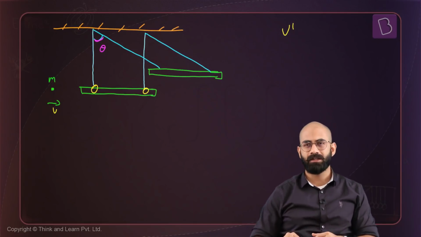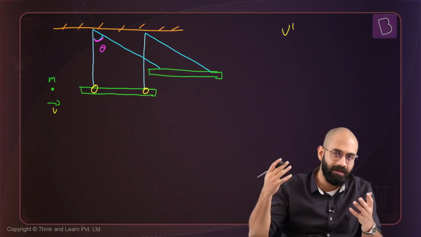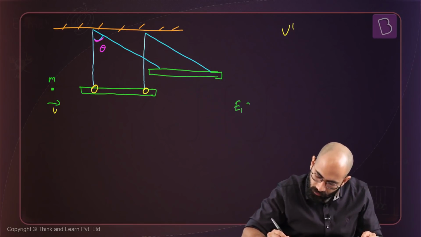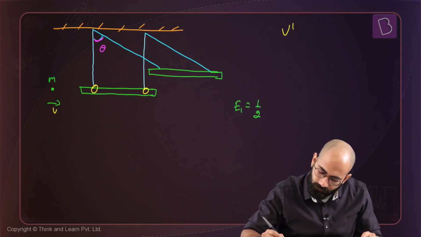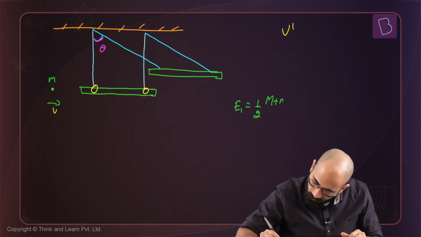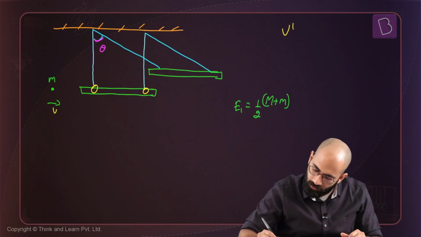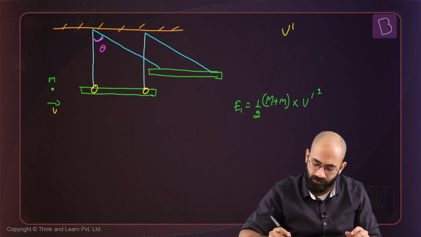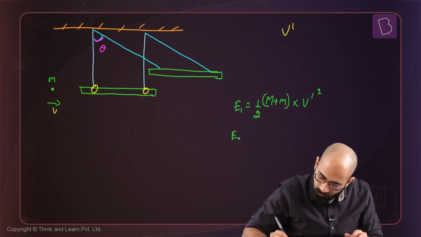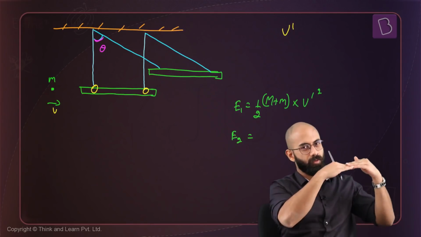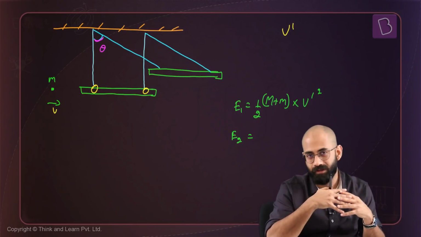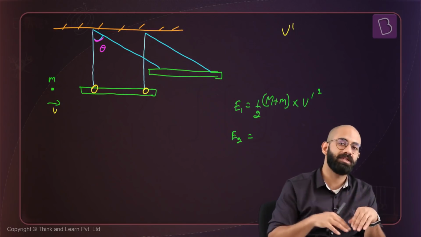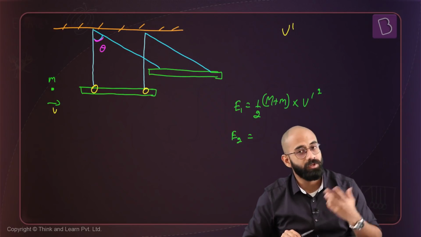If you do that, then the initial energy of the system, say E1, will be equal to half (M plus m) V dash squared. This is the initial energy of the system. What's the final energy of the system, E2? It's going to go up and then stop, so the final kinetic energy will be 0. Will there be work done by gravity? Yes. Or you can say there's a change in potential energy, and the potential energy will increase.